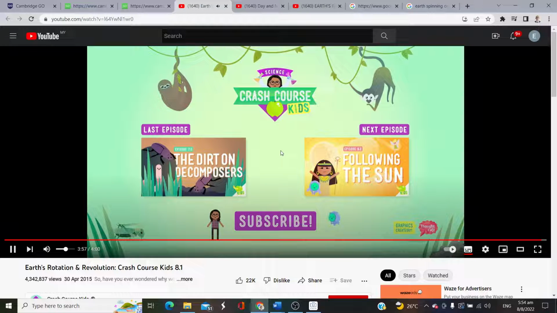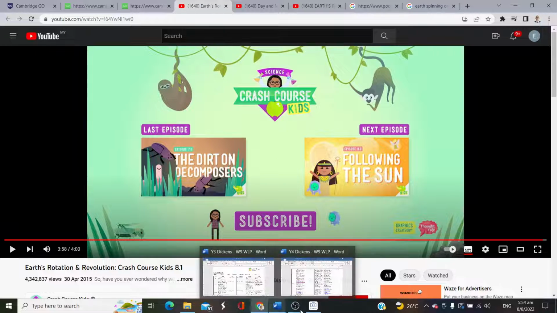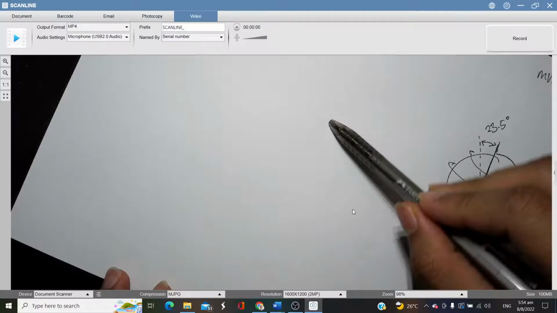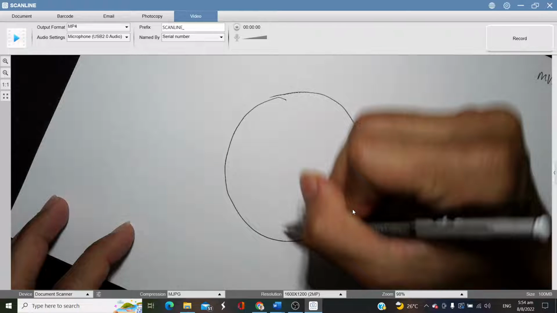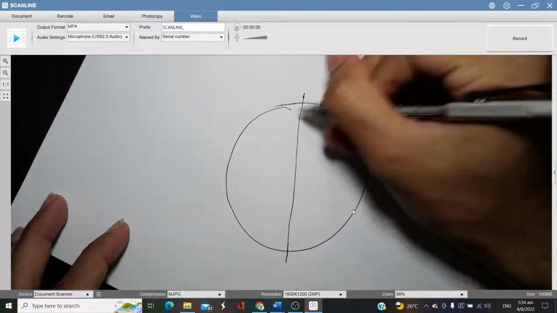Okay, now have you seen that? Let's go back here. Okay. So let's pick a new Earth. This is our new Earth. Don't look here. Alright?